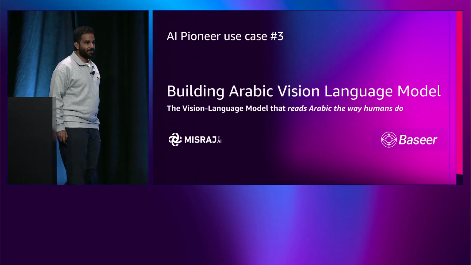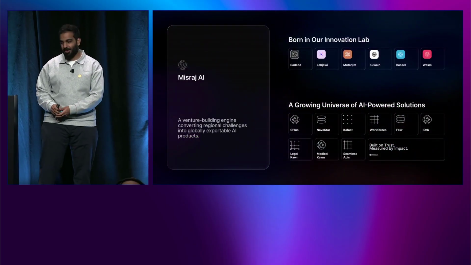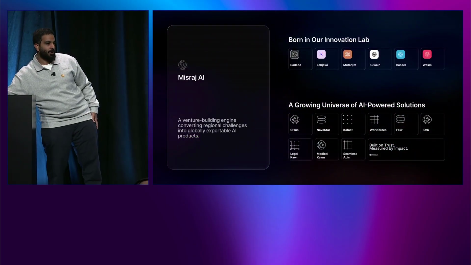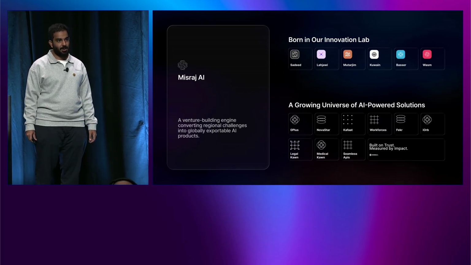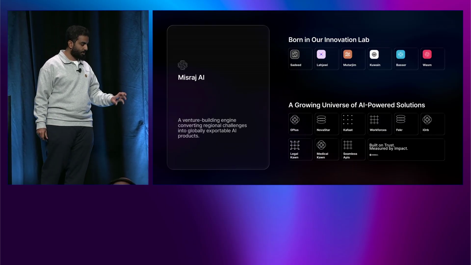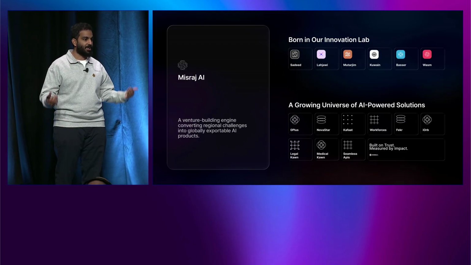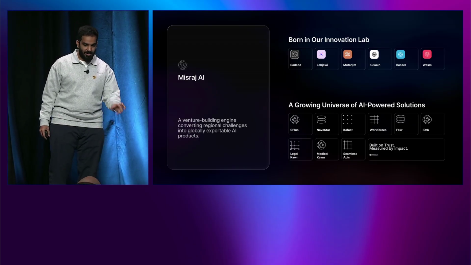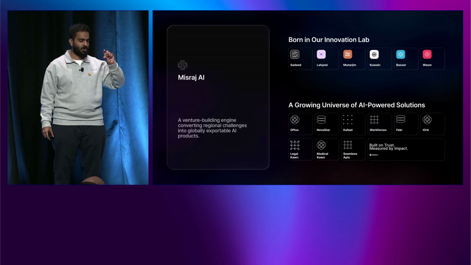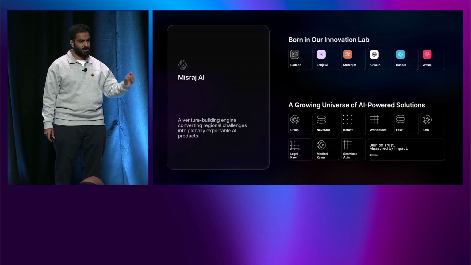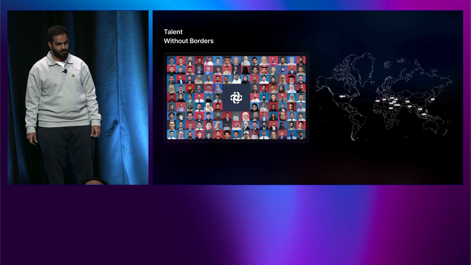So let me first of all introduce Misraj. Misraj is actually an AI lab based in Saudi Arabia. We are one of the top pioneer labs existing in our region. We are helping our ecosystem to adopt AI, specializing in Arabic. We are specialized in small large language models, which are small to medium models that can help with agentic AI.